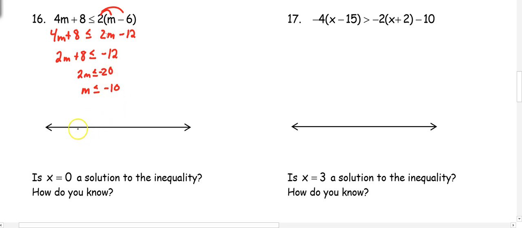So when I graph on my inequality, I have negative 10. I'm going to put 0 somewhere to the right of it. And at negative 10, it gets a closed circle because it's less than or equal to and shaded to the left. So is 0 a solution to the inequality? No. And how do we know? It is not in the shaded region.